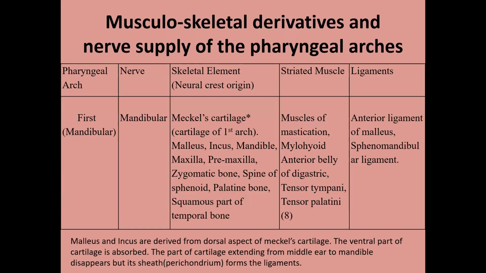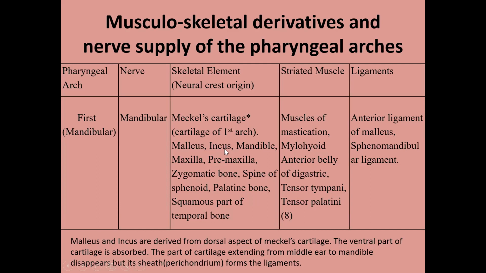So now we do the derivatives of each pharyngeal arch, and students, this first pharyngeal arch is very important. It is mostly asked in the examinations. The first pharyngeal arch is also called the mandibular arch, and the nerve is the mandibular nerve. So what are the skeletal components arising from the first pharyngeal arch? The cartilage of the first pharyngeal arch is called Meckel's cartilage, and the dorsal part of this cartilage develops into the two ossicles, the malleus and the incus.